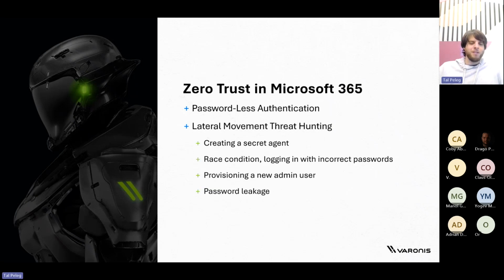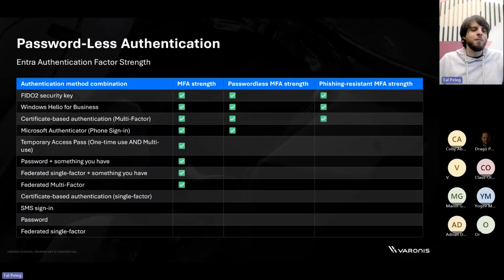What can we do in Microsoft 365? I'll talk about passwordless authentication, and how to detect or hunt for lateral movement between on-premises and the cloud. Microsoft provides many different authentication factors. Some of these are MFA strength factors, which work well as a second factor. Some of them are passwordless or phishing resistant, which are also resistant to attacks such as MFA fatigue.